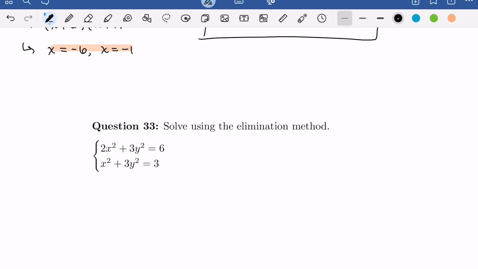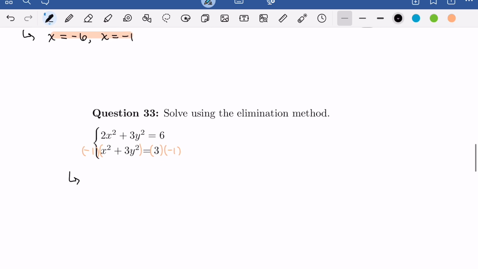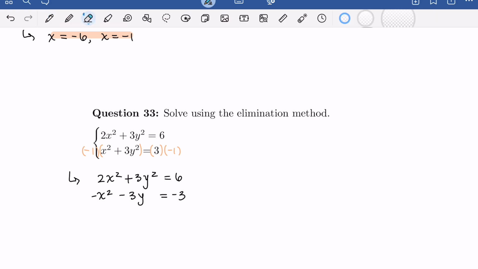If I were to multiply both sides of this bottom equation by a -1, the new system is going to be unchanged since I did it to both sides of our equation, but we're going to end up with -x squared minus 3y squared is equal to -3. So now, when I go to add these together, our y squared terms are going to cancel out.